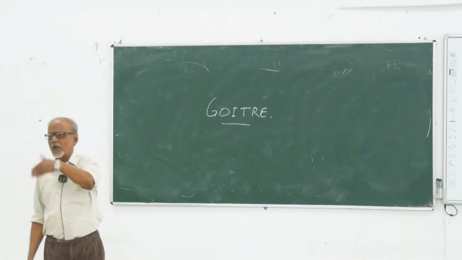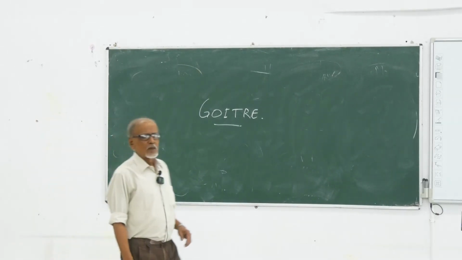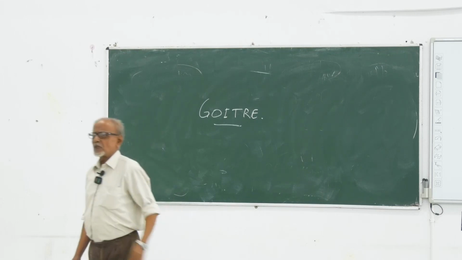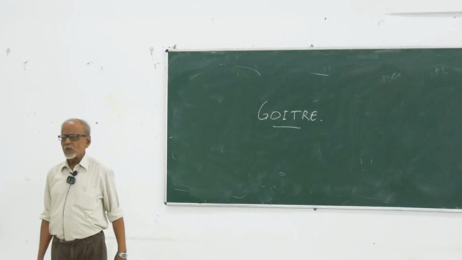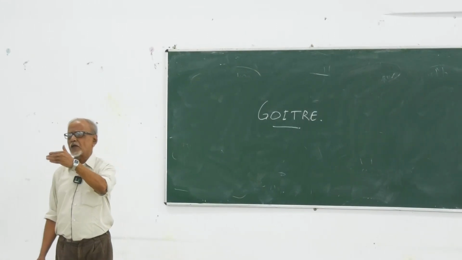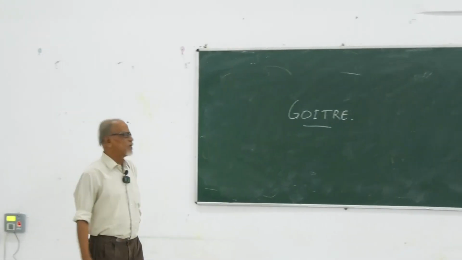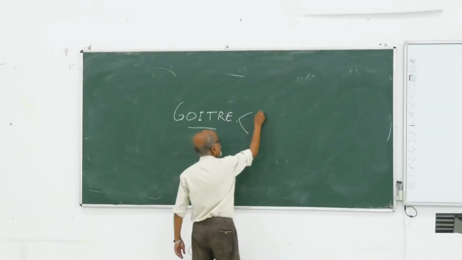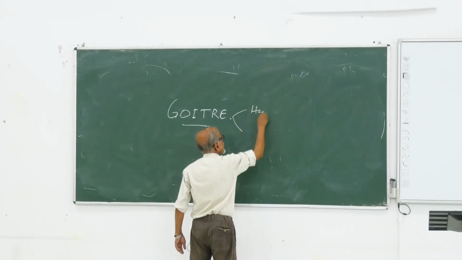The thyroid gland can swell when there is less of thyroid hormones in the blood. That condition is called hypothyroidism. Hypothyroidism can lead to goiter. Goiter can be due to hypothyroidism, due to less of the thyroid hormones in the blood. Hypothyroid goiter.